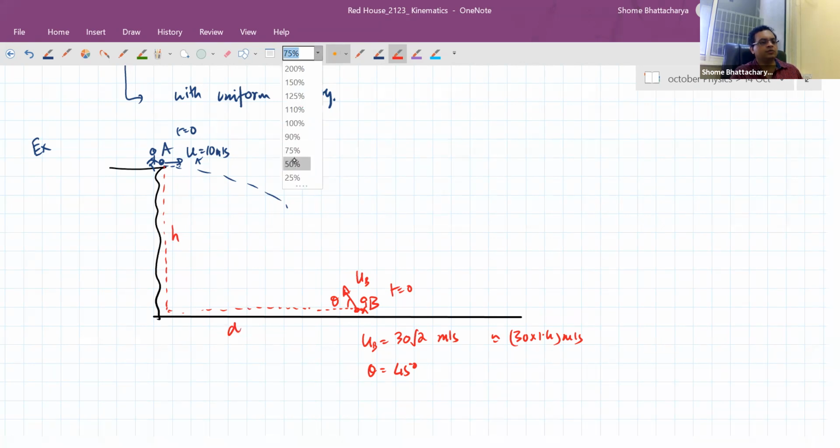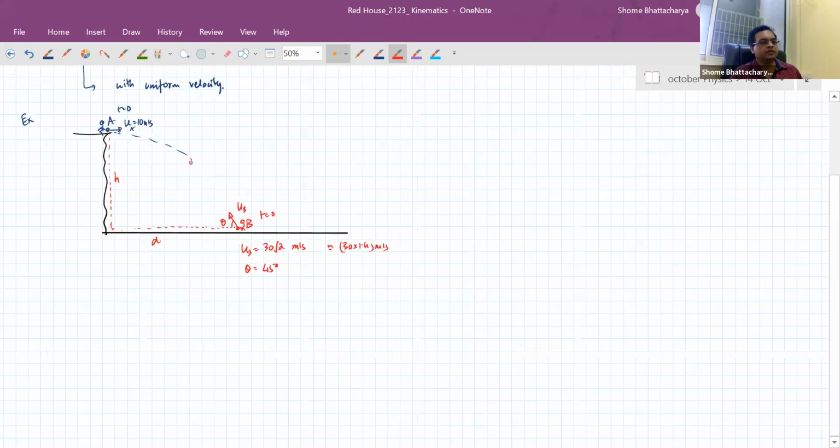Now it is given to us in the problem that what is observed thereafter is that these two collide. Suppose this will go in a projectile kind of path like this. So this is going in its own projectile path, and this is also in its own projectile path. But they collide at t equal to a certain amount of time.